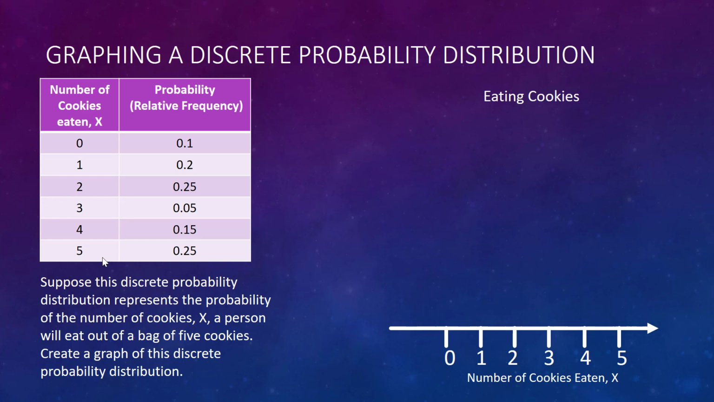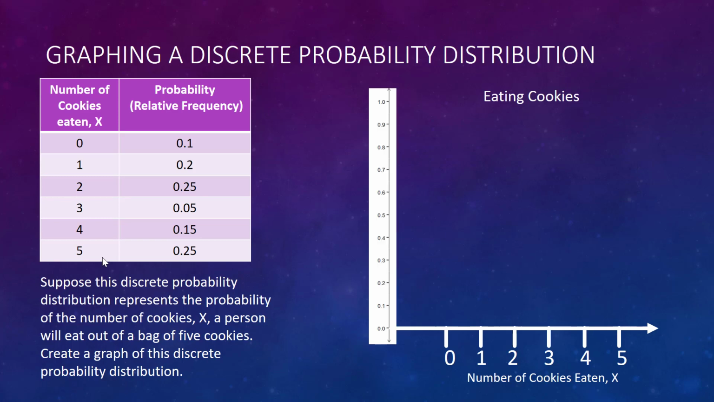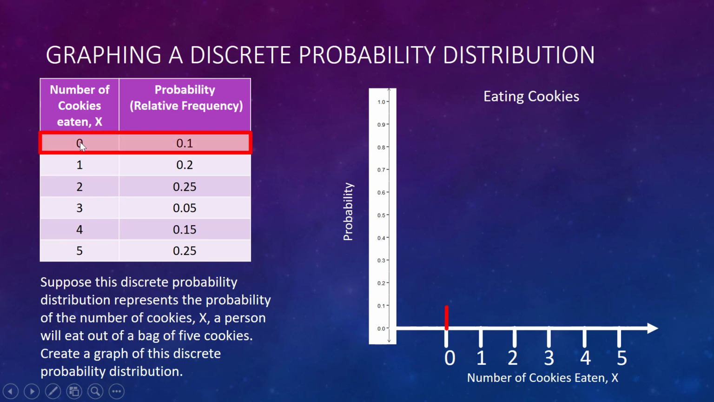What do we need next? Well, now we need a vertical axis. Notice that our vertical axis should start at 0 and go all the way to 1 or 100%. This is the probability, or the values from this right-hand column. Now that we've set up our graph, we can start plotting these values. So if a person is going to eat 0 cookies, the probability of that event is 0.1 or 10%. So we draw a vertical line starting at the bottom and going up to 0.1.